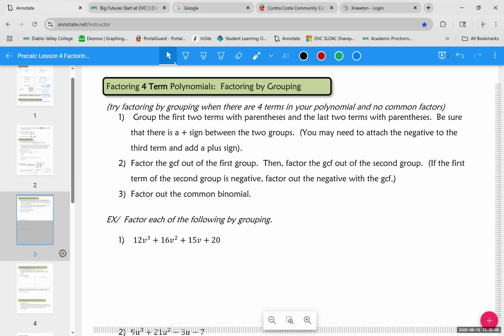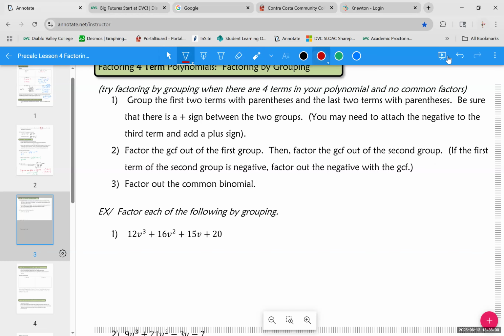Okay. So what we're going to do is group the first two terms with parentheses and the last two terms with parentheses. As I read these instructions, I'm going to start the process on this first example. So let me make this just a little bigger. First two terms with parentheses, second two terms with parentheses.